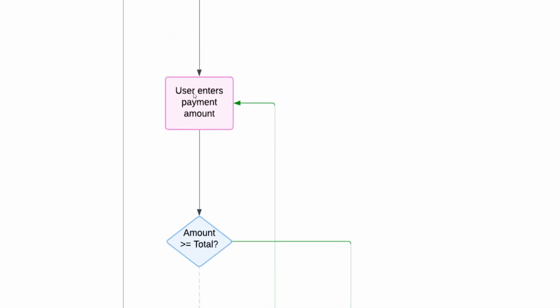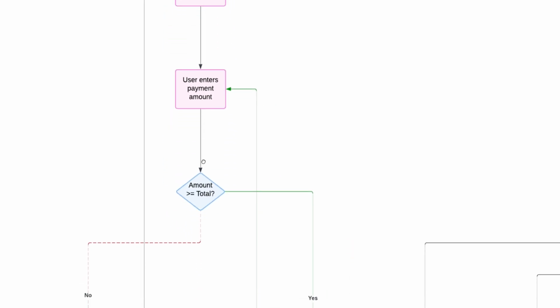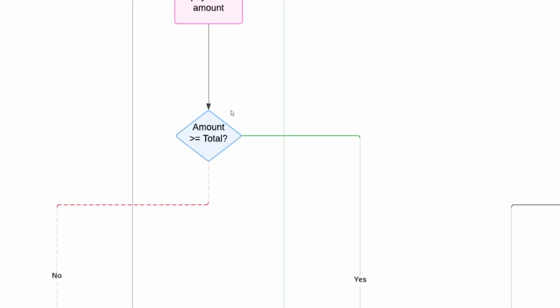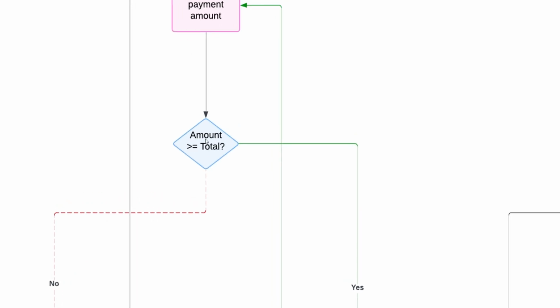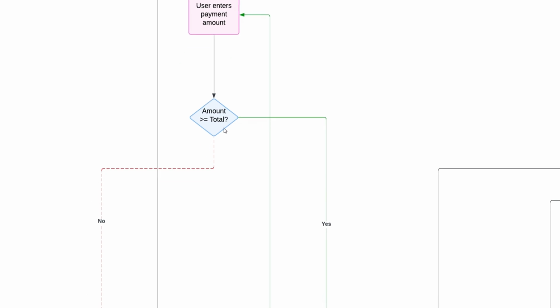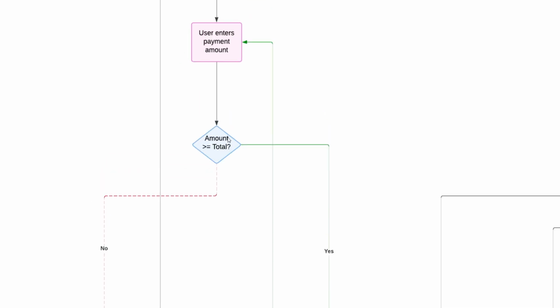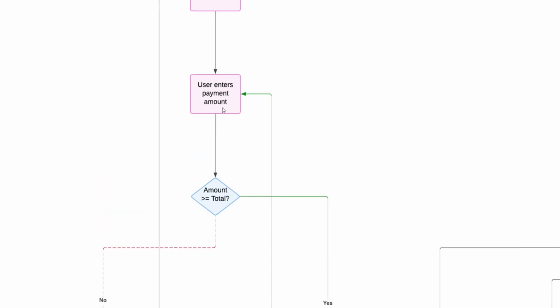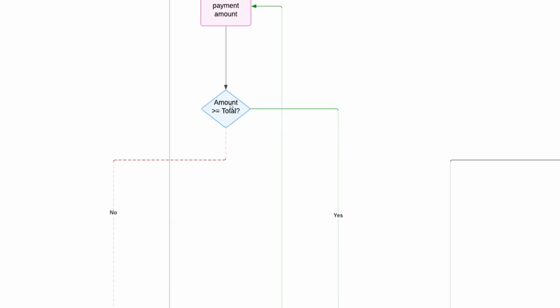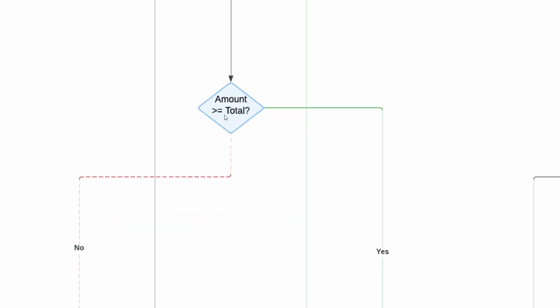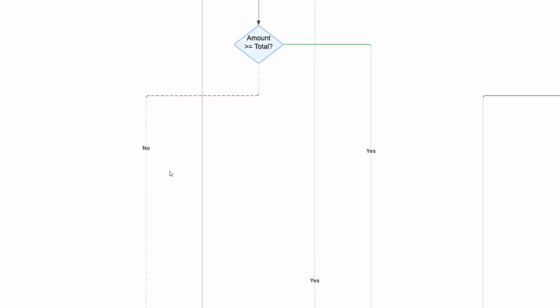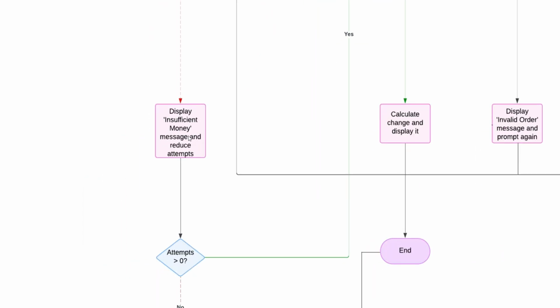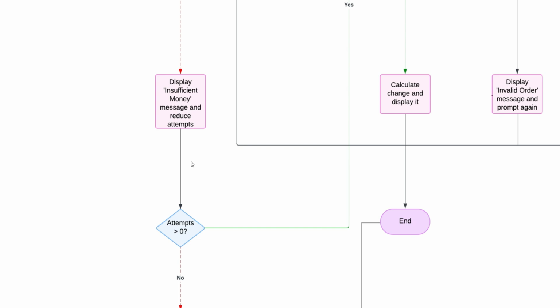due. Then the user enters the payment amount. Then we have another condition: is amount greater than total, where amount is your payment amount. If the amount is not greater than the total, then it will display an insufficient money message and reduce attempts.